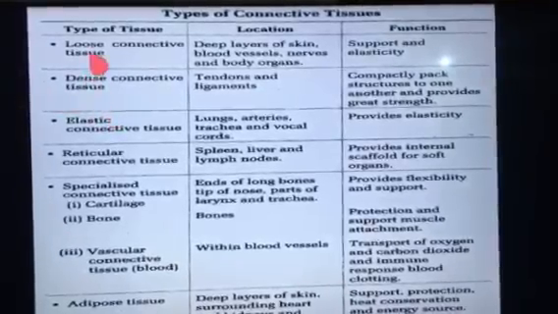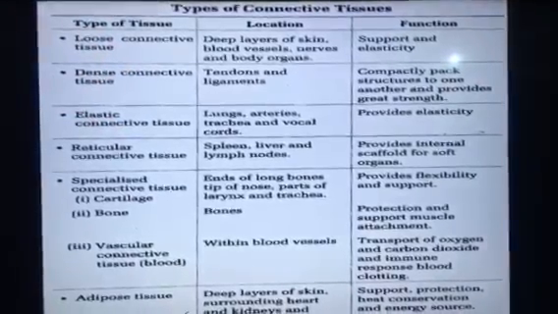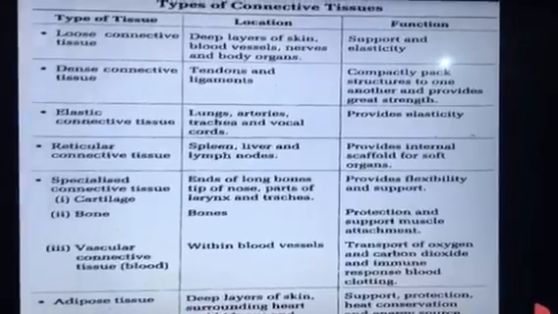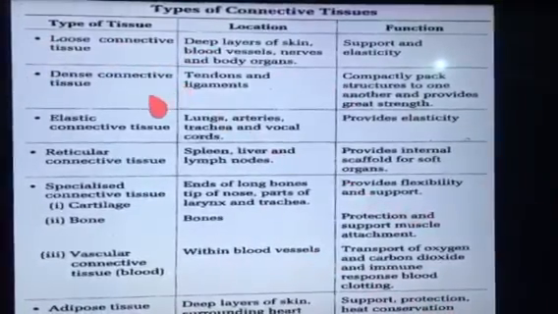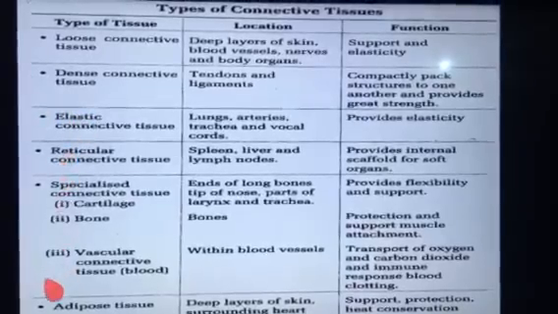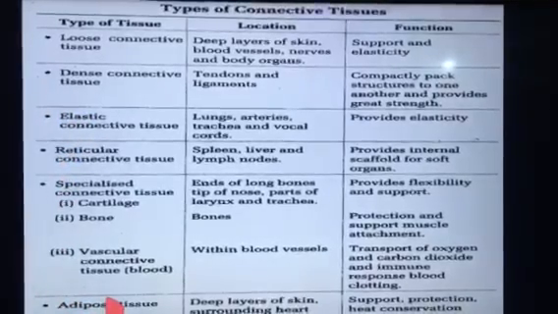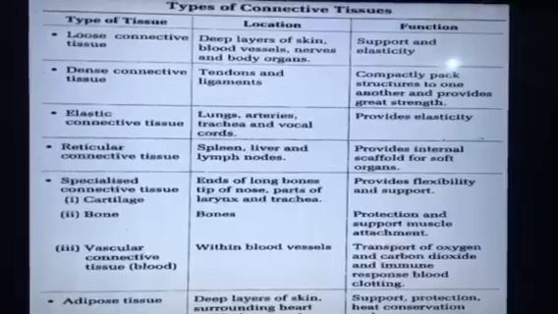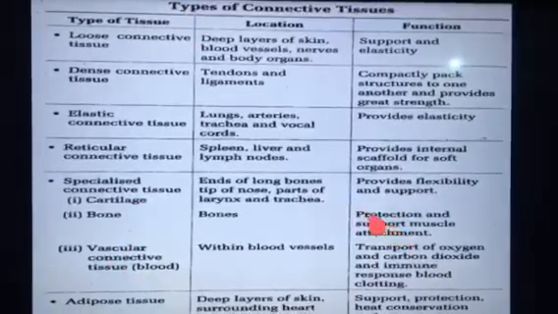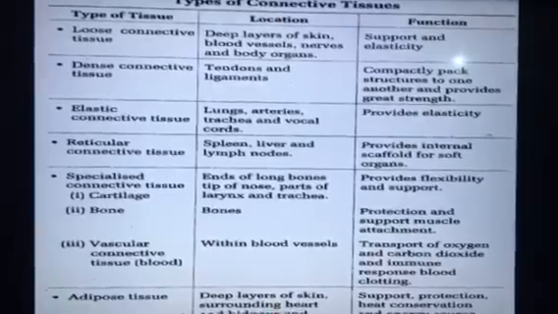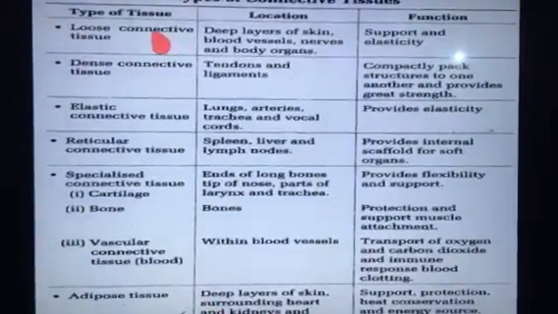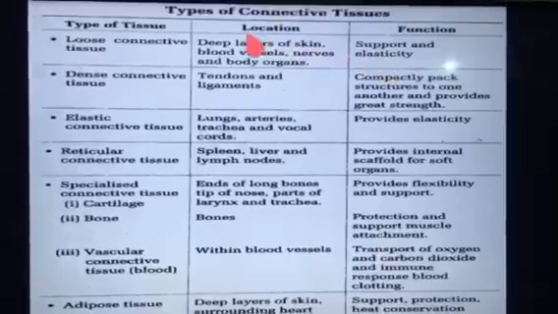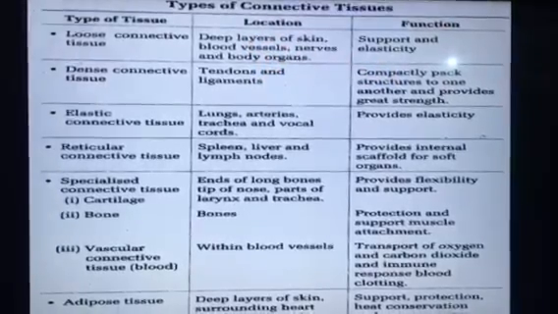So first we will talk about the loose connective tissue. Actually, loose connective tissue is loosely arranged in the matrix. It is of two types: areolar and adipose. Areolar tissue is found under the skin, and in adipose tissue fat deposition takes place. The function of loose connective tissue is to support and provide elasticity. Here you can see its location.